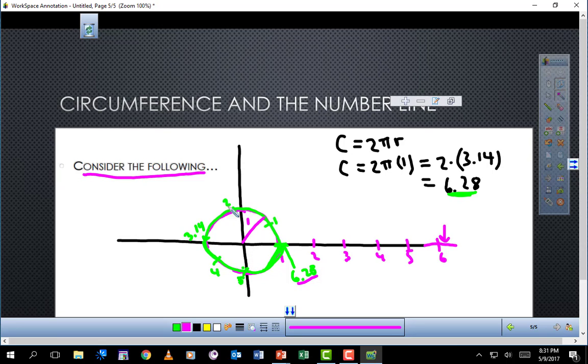Anyhow, if you kept going around the circle, this would be 6.28. Eventually you get to 7, then 8, and then 9 somewhere over here. You just keep going around. By the time you went around again, this would be about 12.56 or so if I double that. You see? You take your number line and you wrap it around. Okay, now let's go back and read about it.